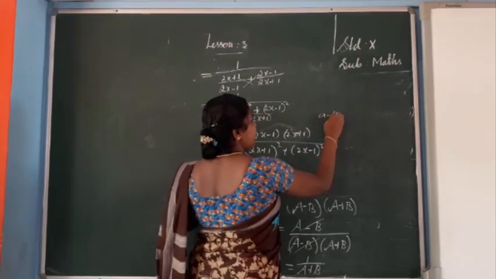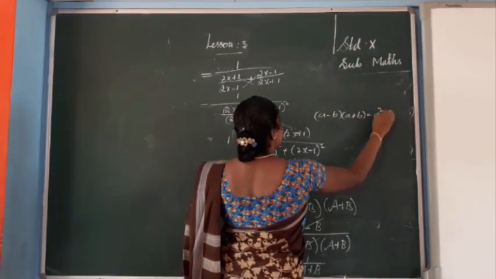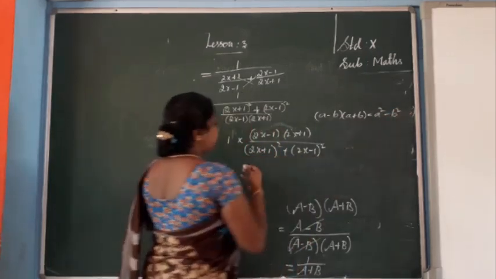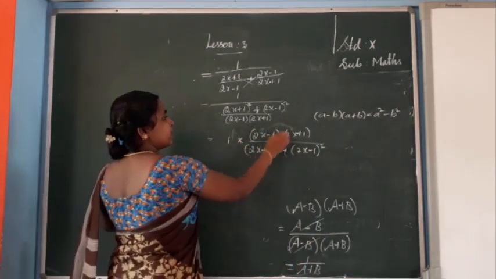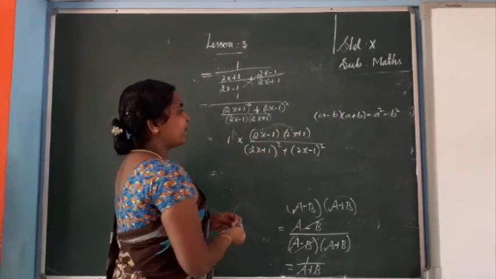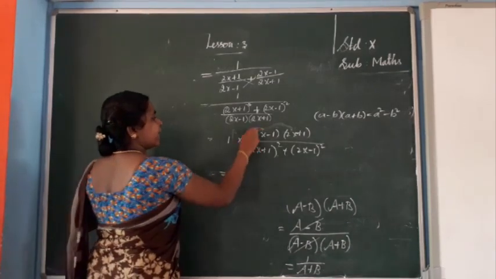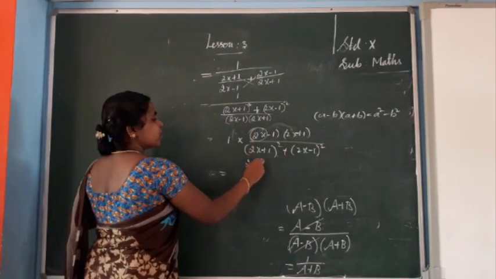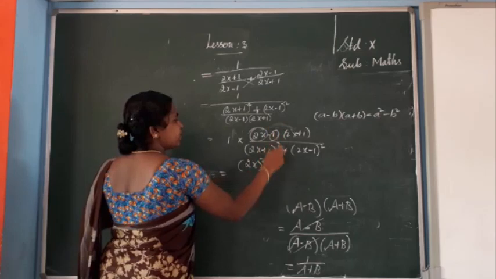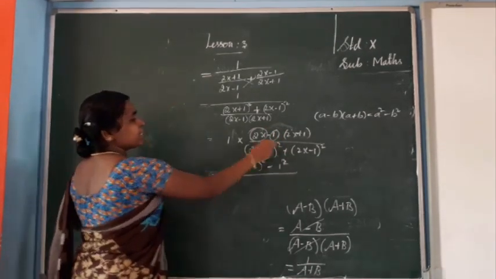Now see here, A minus B into A plus B is in the form of A square minus B square. If you forget that formula, just multiply inside. Here I am going to use the formula. A minus B into A plus B is A square minus B square. Here A is 2x, so 2x the whole square minus B is 1, so 1 square. Divided by A plus B the whole square.